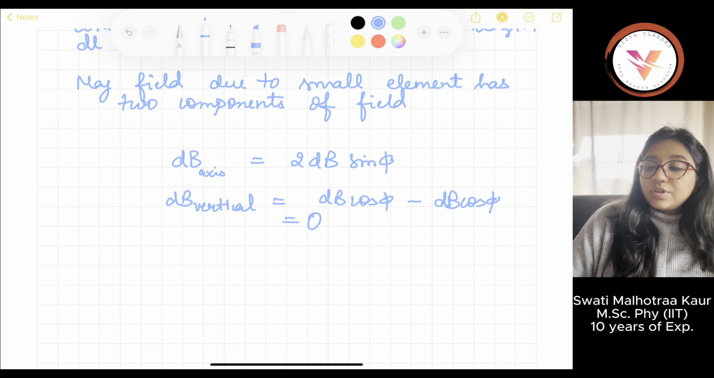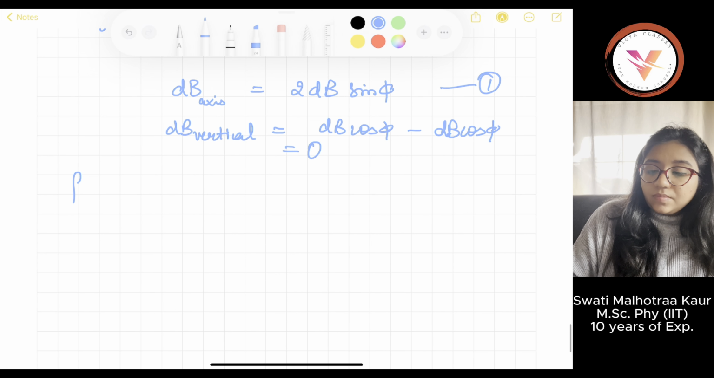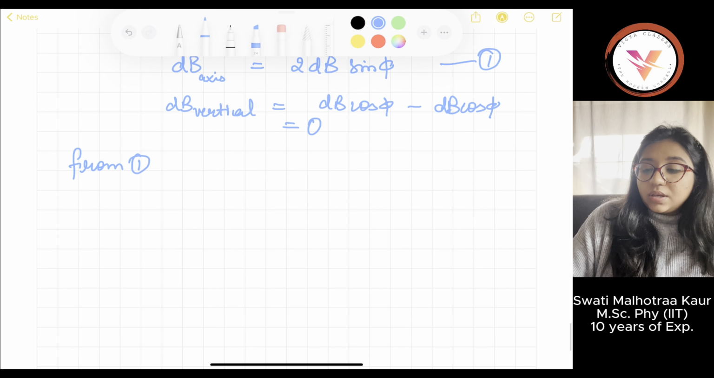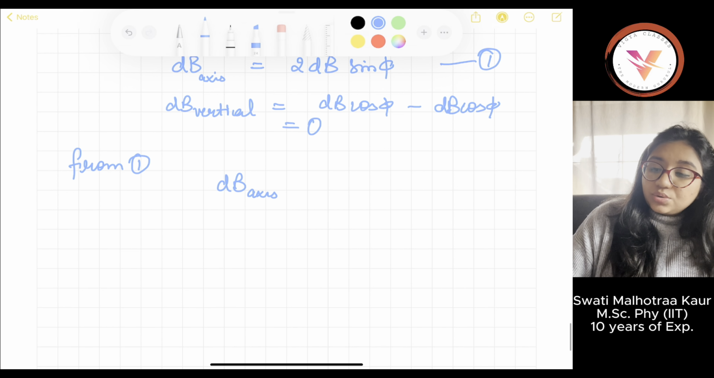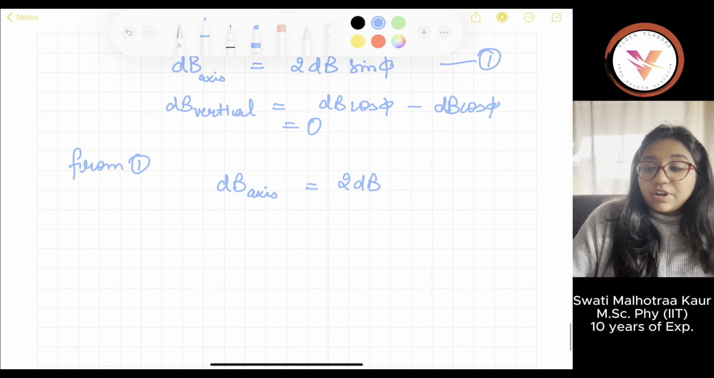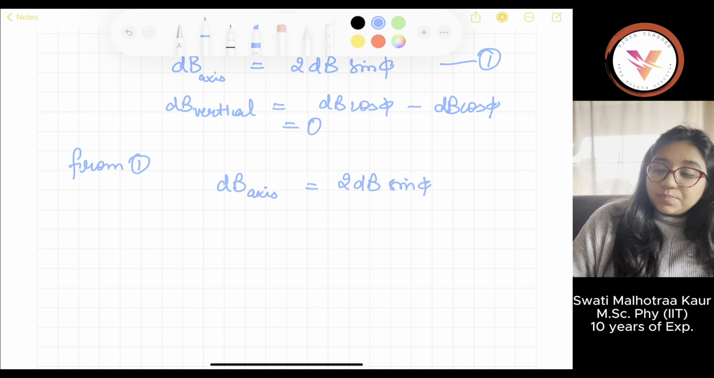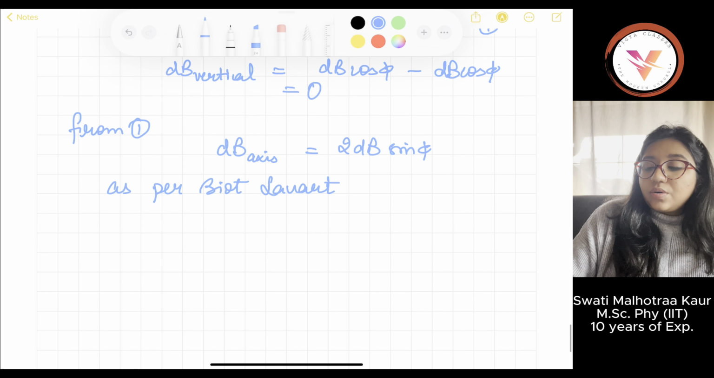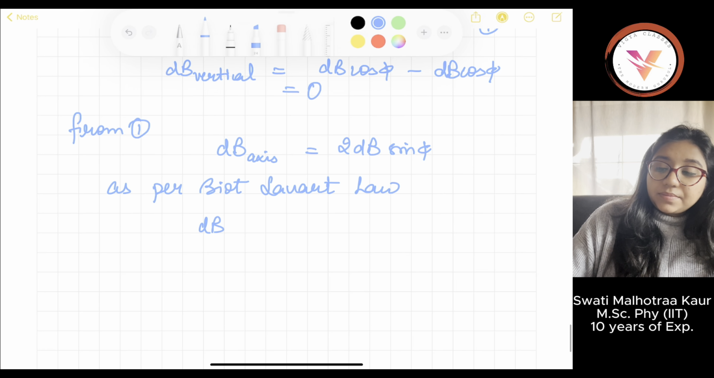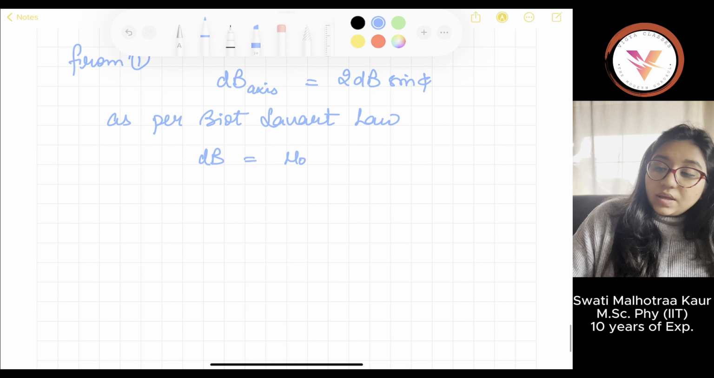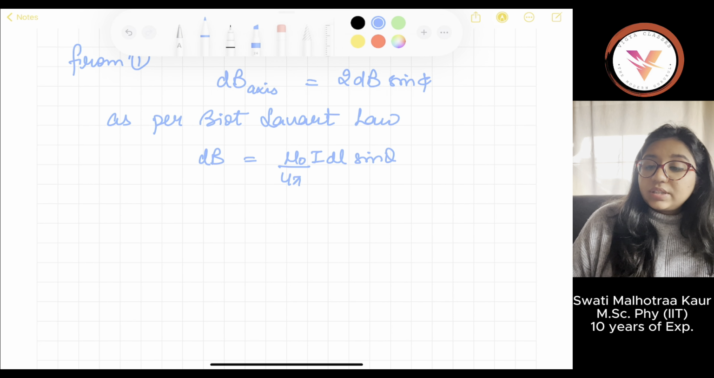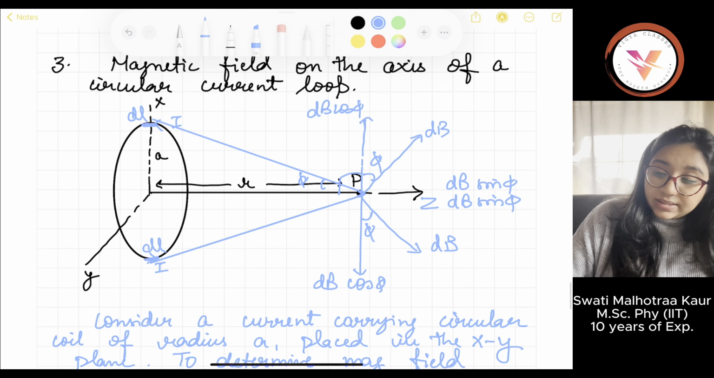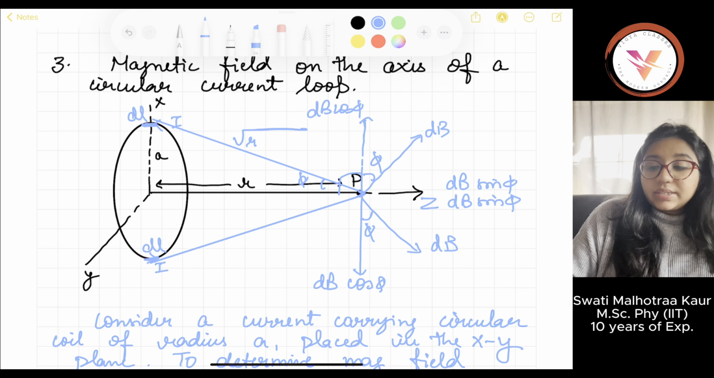So from the first, you can see that dB on the axis is equal to 2 dB sin phi. Now you have to put in the values of dB and sin phi. As per Biot-Savart law, your dB is mu naught I dl sin theta by 4 pi, over r square. Now here the r square is what? This is r, this is a. So this is r square plus a square.